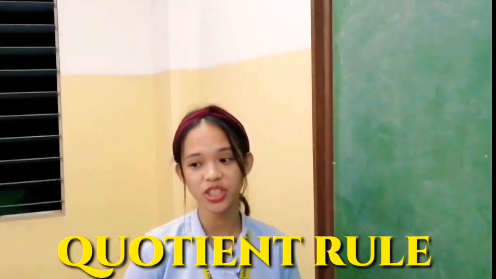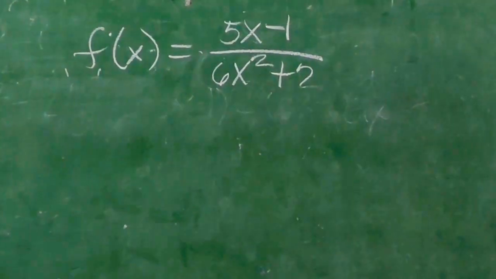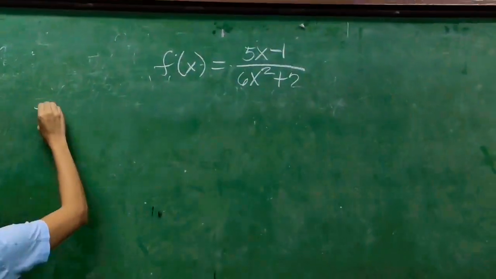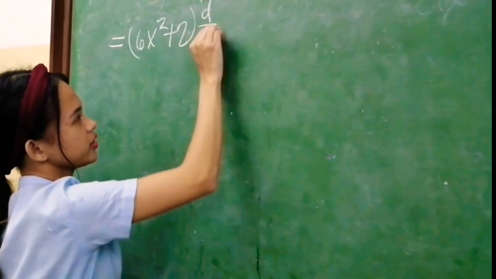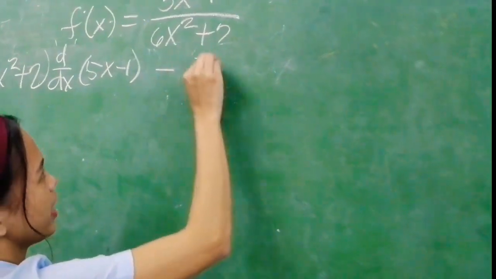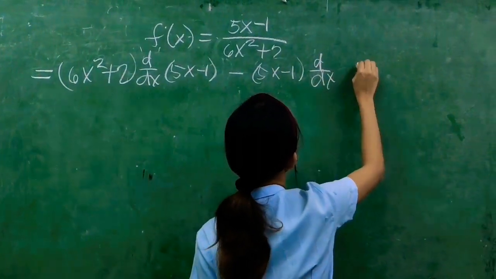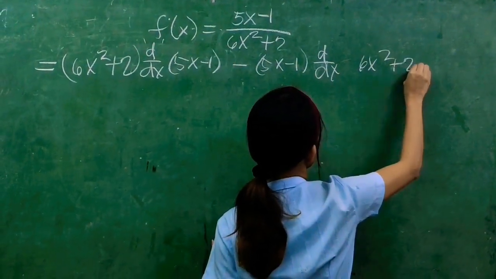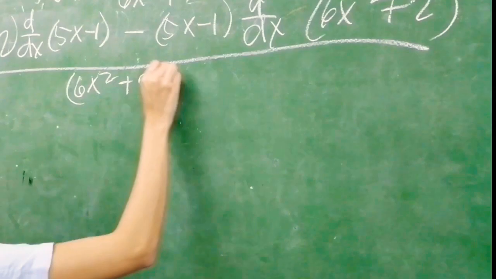Hi Ramon, today I will teach you how to solve the quotient rule. The formula of the quotient rule is the denominator times the derivative of the numerator, minus the numerator times the derivative of the denominator, over the denominator squared. So we will put first the denominator 6x squared plus 2 times the derivative of the numerator 5x minus 1, minus the numerator 5x minus 1 times the derivative of the denominator 6x squared plus 2. Next we will put it over 6x squared plus 2 squared.